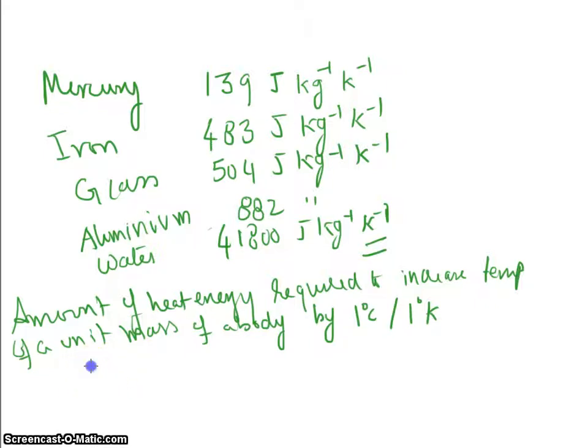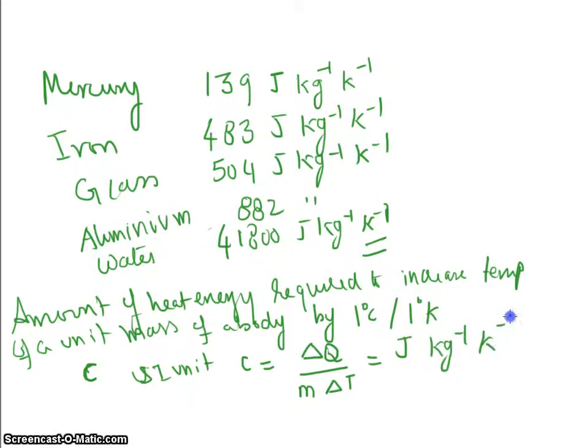Now it is denoted by small c, and the SI unit can be easily derived, right? So C is equal to, we know, delta Q by m delta T. So joules per kg per Kelvin or per degree Celsius. It's all the same. So that's about specific heat capacity.